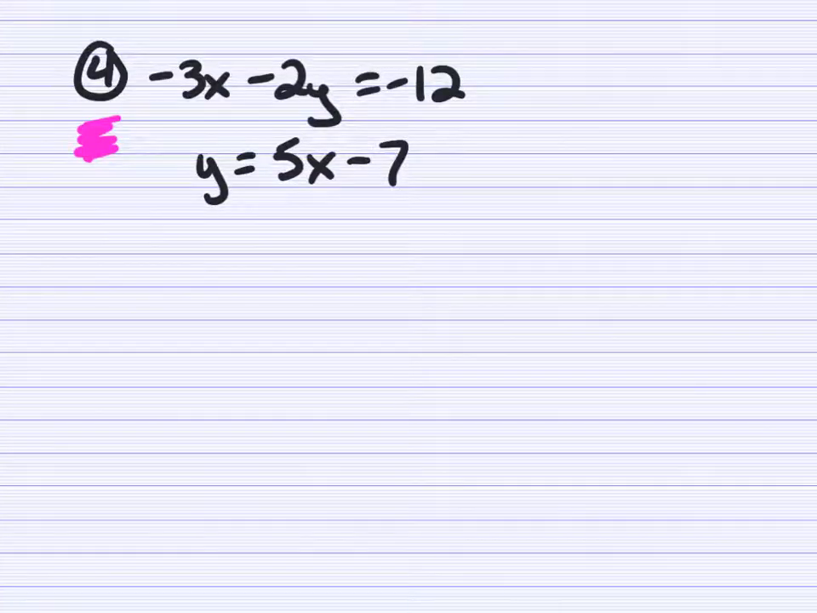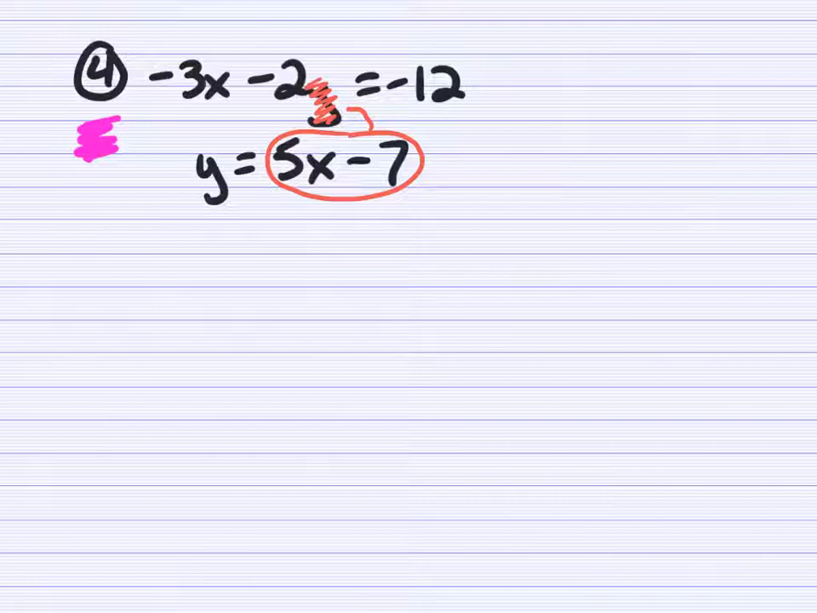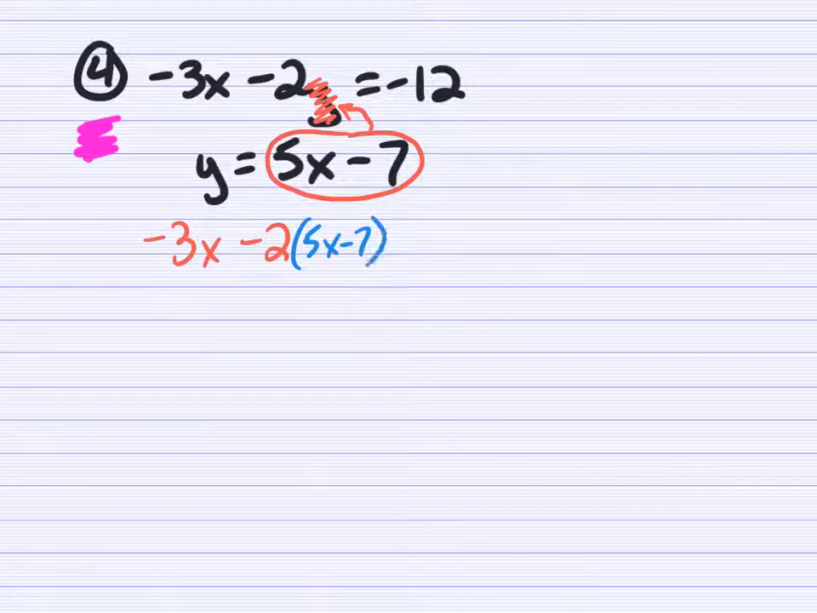On number 4, again, we are looking for a variable that is all by itself. And I see this y right here is all by himself. So since that y is by himself, I scribble out his twin. And I have to put in what's of equal value. So I'm going to put a 5x minus 7 in for the y right there. So the new top equation would be negative 3x minus 2, but instead of times y, it's times 5x minus 7 equals negative 12.